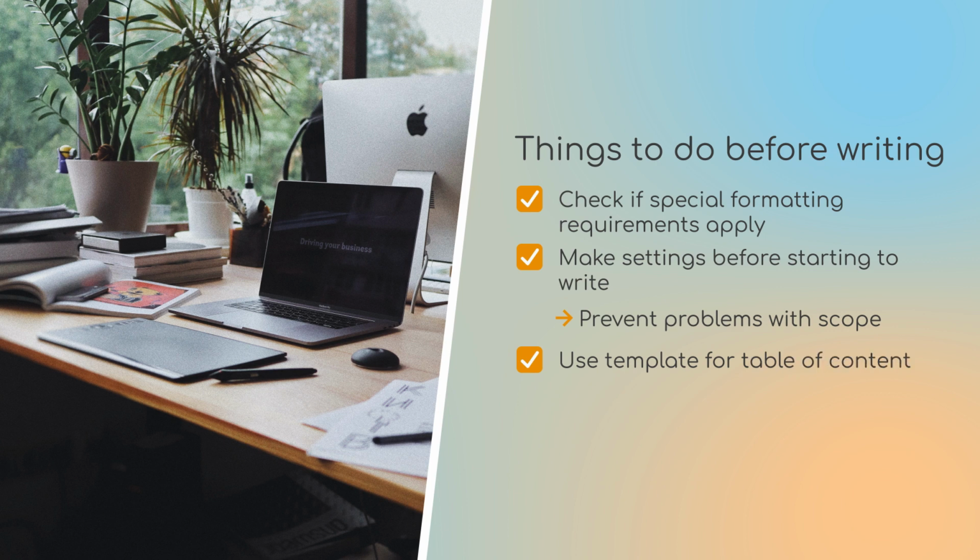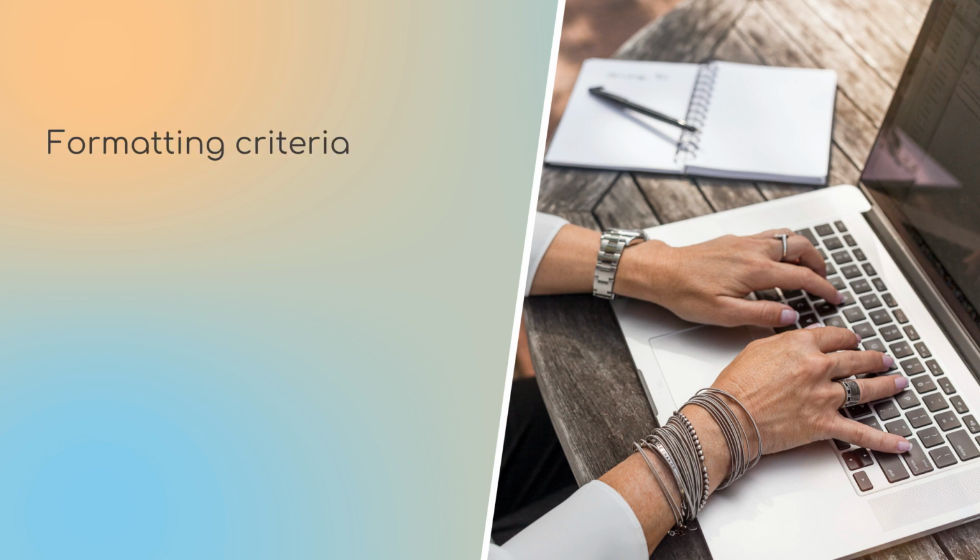In addition, it is a good idea to use a style sheet for your table of contents right from the start and not to type in the table of contents by hand at the end. The automatic creation of the table of contents makes it possible that all headings that you mark as such are automatically included in the table of contents. This not only saves time, but also prevents headings from slipping onto another page. Now let's move on to the individual formatting rules.